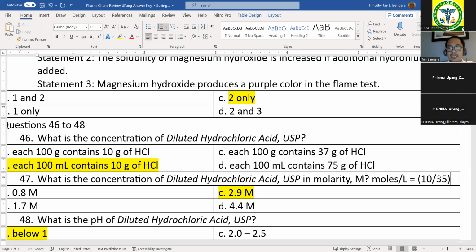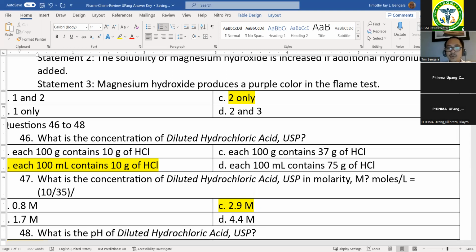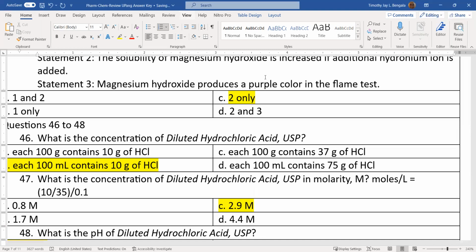And then afterwards, i-divide niyo yung whole thing with 100 ml. So if you convert that into liters, that is 0.1. Okay, so 10 divided by 35 divided by 0.1, the answer you will get is 2.9. Okay.